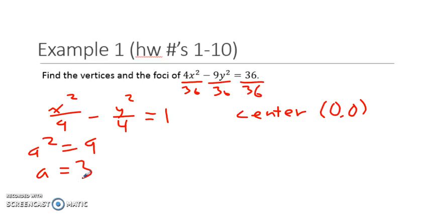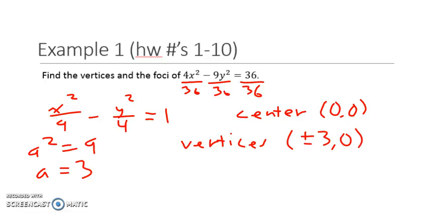And since I said that this one is starting with an x value, I'm going to go to the left or to the right that 3 distance. So in this case, I'm even okay with you just writing plus or minus 3 comma 0, or you could write negative 3, 0 and positive 3, 0. That would be fine. Next is the foci.